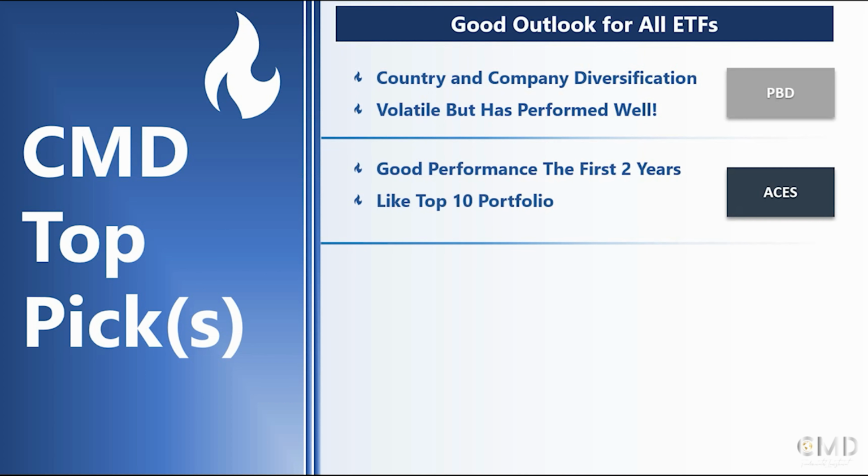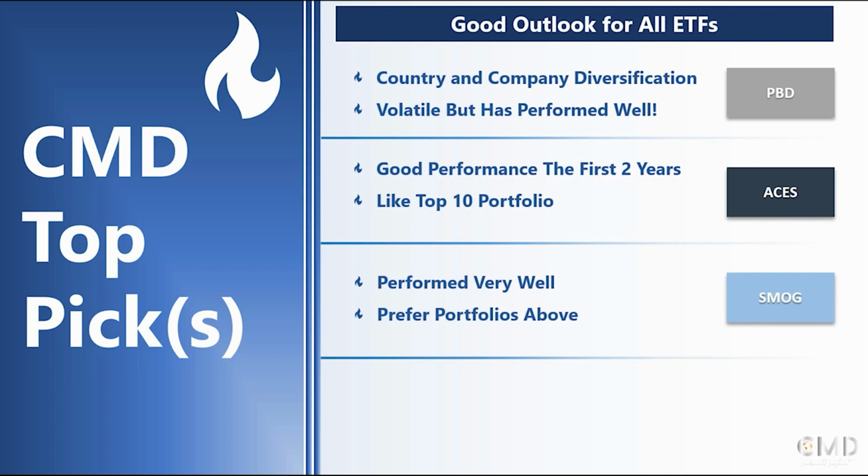If we look at ACES, it is the second one. It had a very good performance for the first 2 years, and we like the top 10 portfolio of the companies that they were showing to us. As mentioned earlier, we have run over a lot of them, and we think a lot of them have great perspectives going forward. The next one is SMOG. It has also performed very well, but what distinguishes it from the others is just that we prefer the portfolios of the others a little bit more than the one of SMOG, but again, it's not bad at all. It's just a matter of preference.